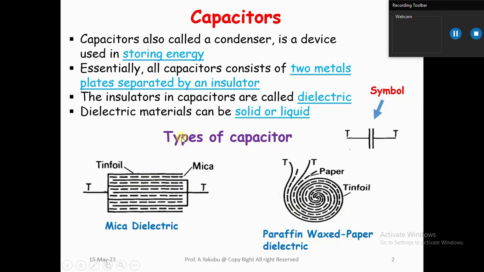Here we have some types of capacitor. We have what we call a mica dielectric and a paraffin wax paper dielectric. The capacitor itself with the symbol is a tin foil with dielectric material, the mica dielectric inside the tin foil. In this case, it's a paraffin wax paper dielectric, a tin foil, with paper paraffin wax inside as a dielectric material.